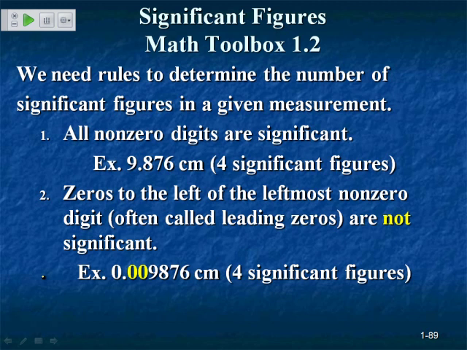So let's look at this number, 0.009876. How many significant digits do we have here? These 2 zeros, we don't count them. Or even this 0, we don't count these, because those are left of the leftmost non-zero digit. So here is the leftmost non-zero digit, 9. Any zeros before that we don't count as significant figures. So 1, 2, 3, 4. Again, we have only 4 significant figures in that number.